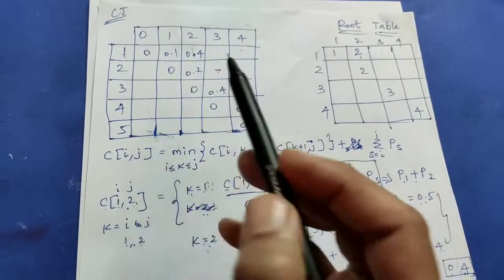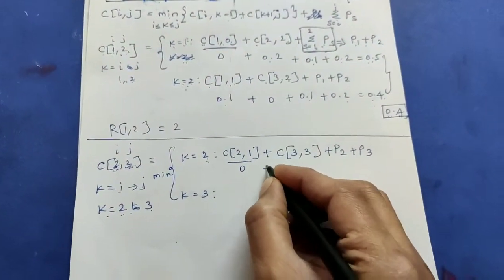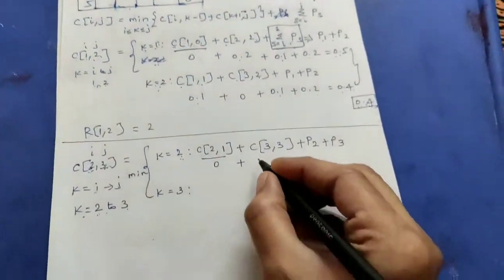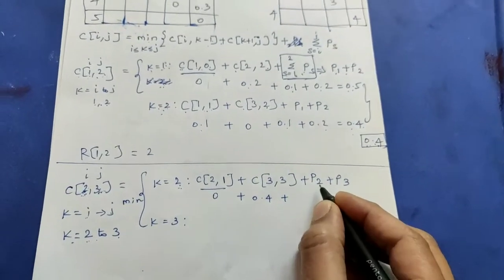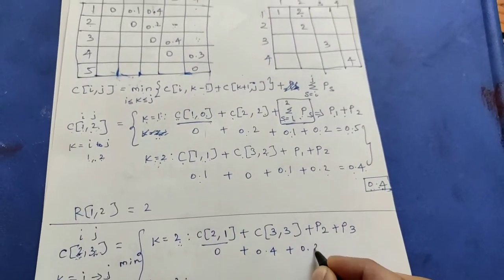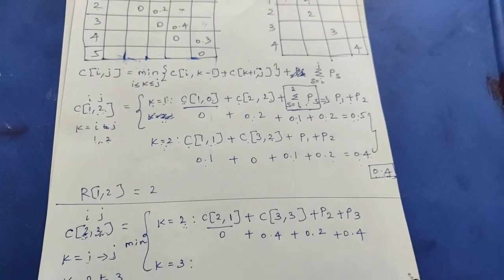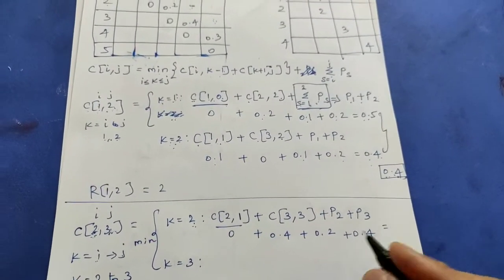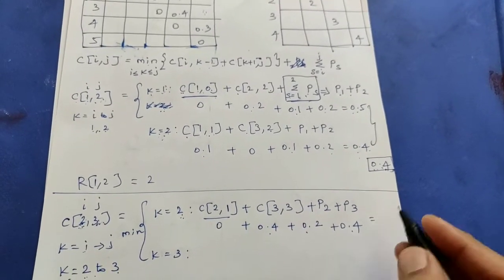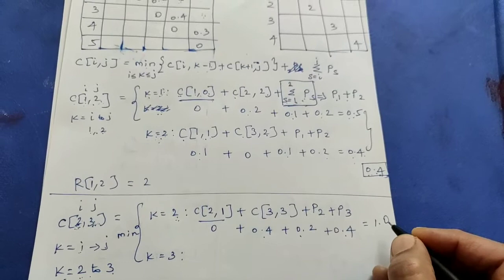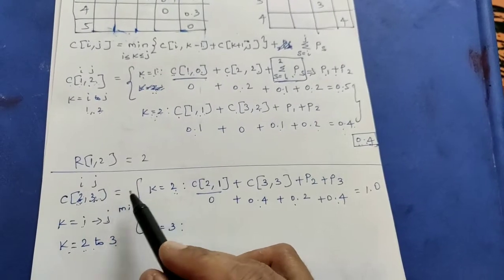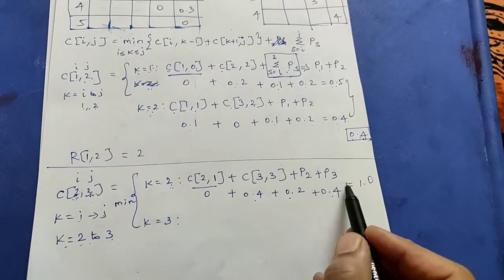C of 2 comma 1, I have the value as 0, plus cost of 3 comma 3. Cost of 3 comma 3 is 0.4. Write it as 0.4, plus probability of the second item is 0.2. Third item is 0.4. So totally I have the value as 0.4, 0.2, 0.6. 0.6 plus 0.4, it will be 1.0. So when I process this location for k is equal to 2, I got 1.0.